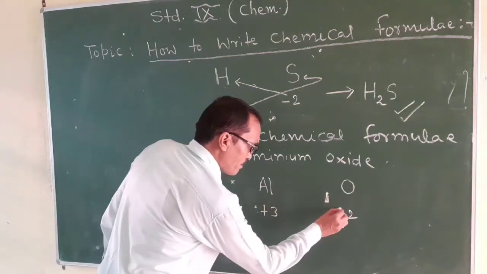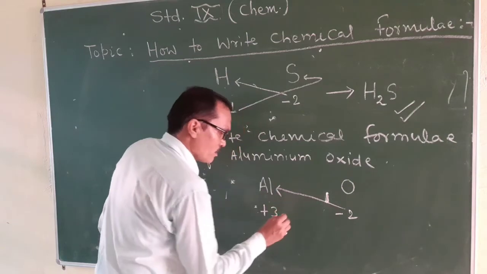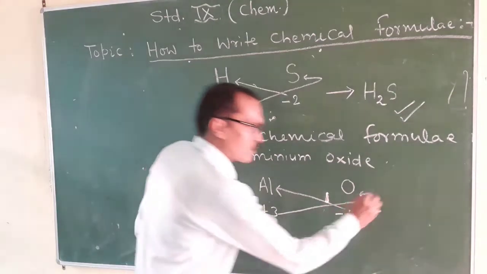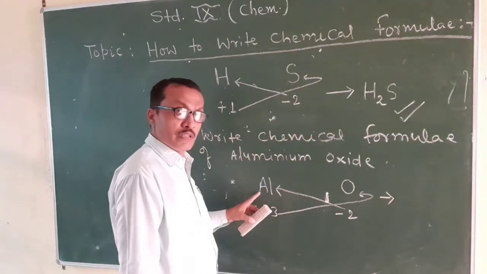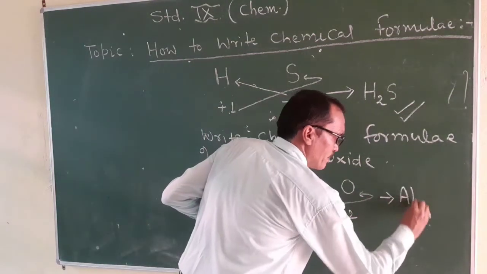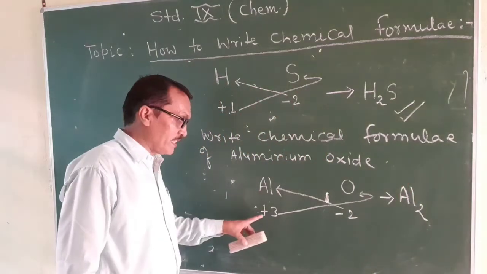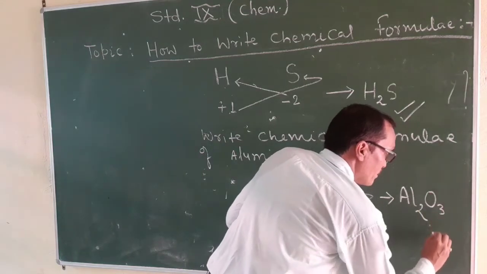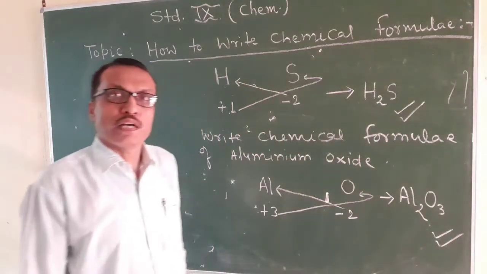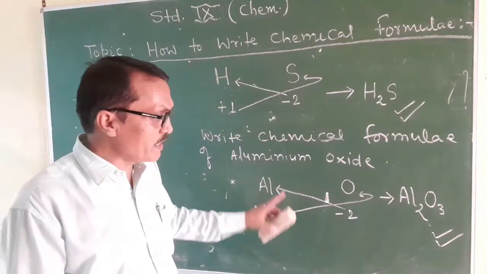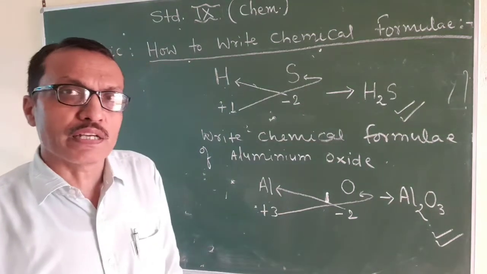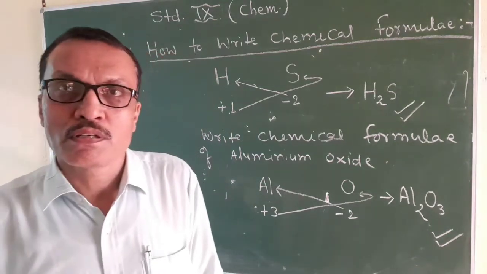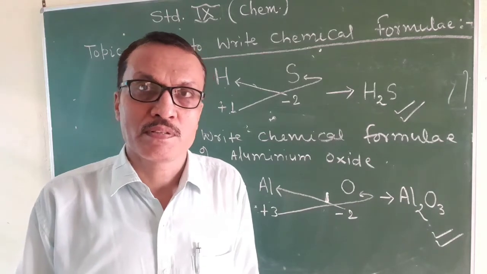Now you have to arrange crisscross, meaning this 2 with aluminium and this 3 with oxygen. So what will be the formula? This 2 goes to aluminium, so aluminium becomes Al2. This 3 goes to oxygen, so oxygen becomes O3, and this is the formula of aluminium oxide. So in this way you can write the chemical formula of a compound, but atomic numbers must be remembered.